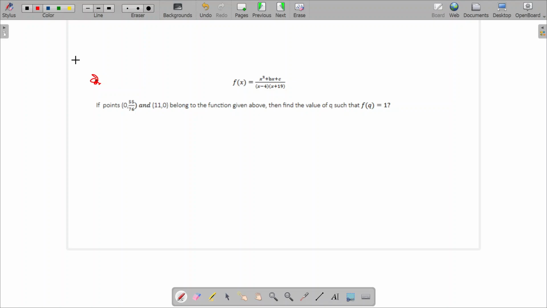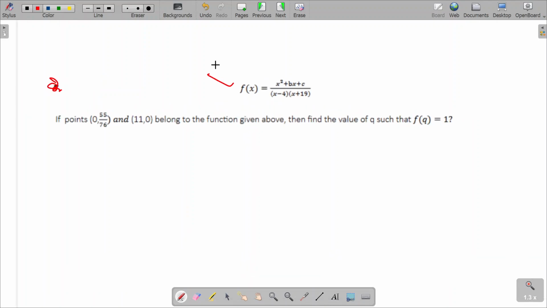Let's see first of all whether we can use Desmos or not. So this is the function. If it is not visible, let me zoom in. This is the function. If points (0, 55/76) and (11, 0) belong to the function given above, find the value of q such that f(q) equals 1. How many unknowns are there? 2. B and C. How many points are given to you? 2. Number of unknowns equals the number of points, right?